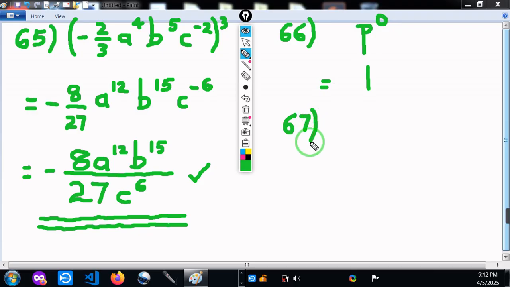67. They will have slight variations. What are the variations? Just now was a letter p. Now the number 70. This will now also give me anything to the power 0 is a 1. And then they'll have some slight variations to trick you.